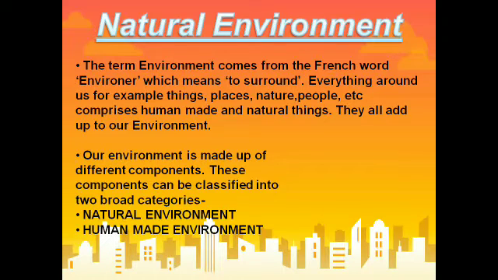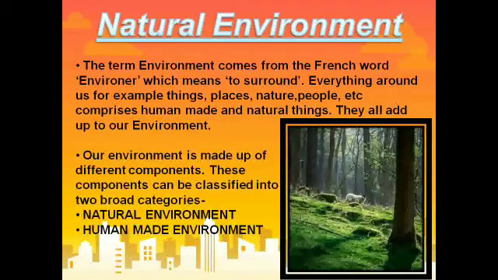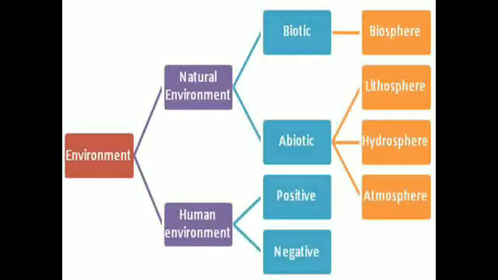Our environment is made up of different components and they can be classified into two categories, that is natural environment and human made environment. This is a flow chart of environment, that how natural and human environment are divided, means categorized. Then again natural environment is divided into two parts, that is biotic and abiotic. Now biotic, which they are saying, it means biosphere, and abiotic, which you can see on the screen, that is divided into three categories, that is lithosphere, hydrosphere and atmosphere.